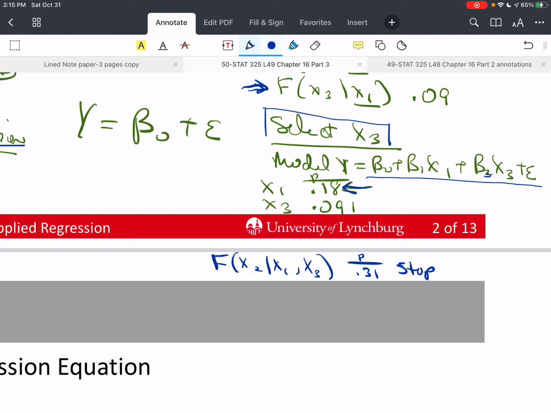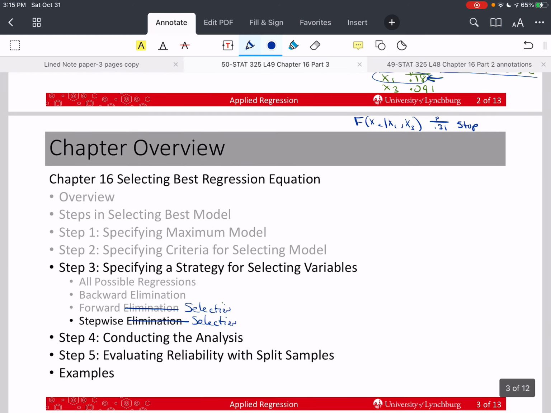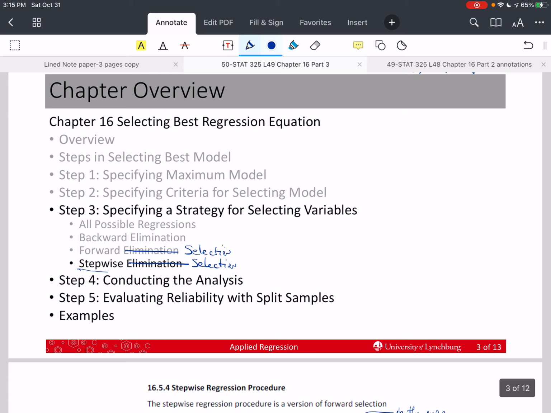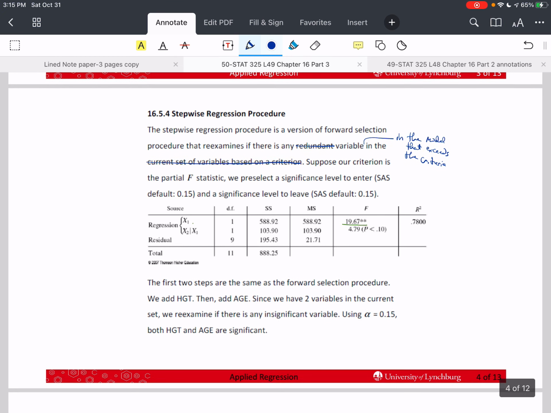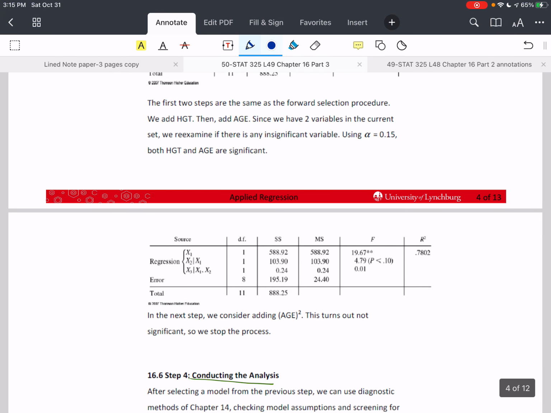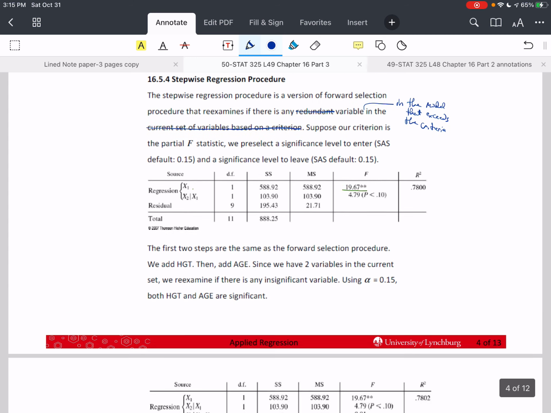As you can see, this situation would make someone think that maybe forward selection is not the best selection strategy. And so that's what we're going to talk about next, the stepwise selection process. And then we'll talk about conducting the analysis and evaluating reliability. And the next time we will talk about the example. All right, so let's get started.